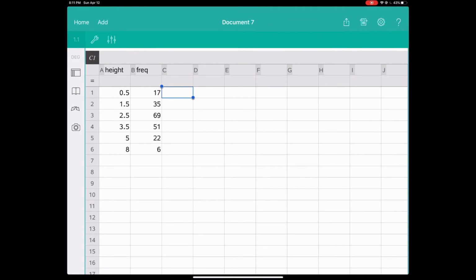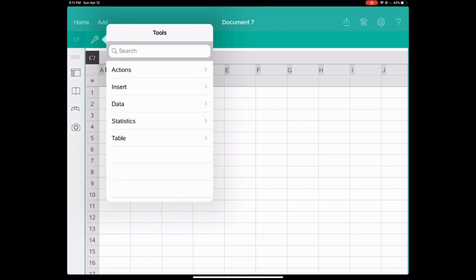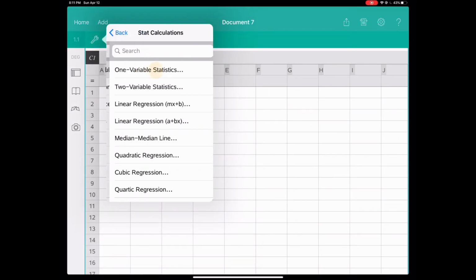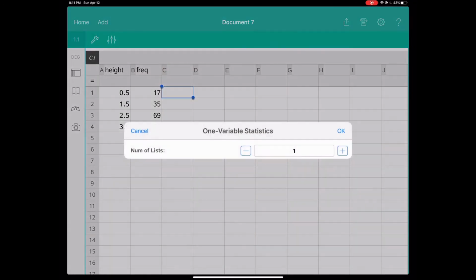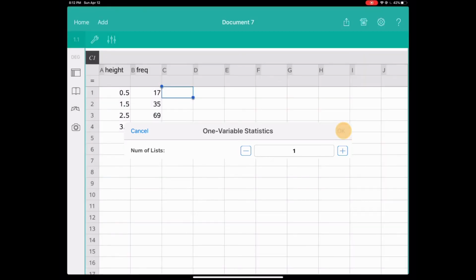So when we're finding the mean and standard deviation, we would do this the same way as we would if we just had a list of a bunch of different values, if we had discrete values. So I'm going to go to Menu, Statistics, Stat Calculations, and One Variable Statistics. I still have one list of actual variables. The frequencies here are not the variables. The only variable we're considering is height. So I still only have one list.